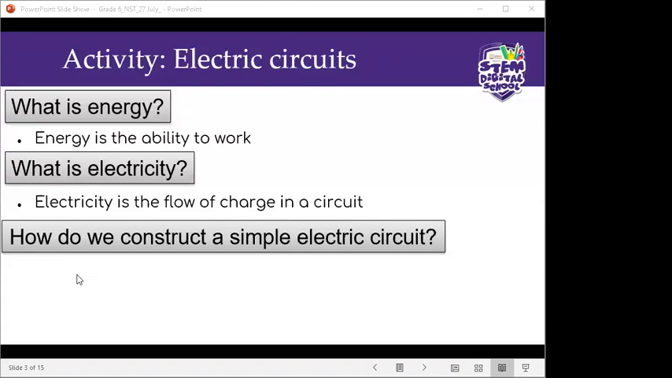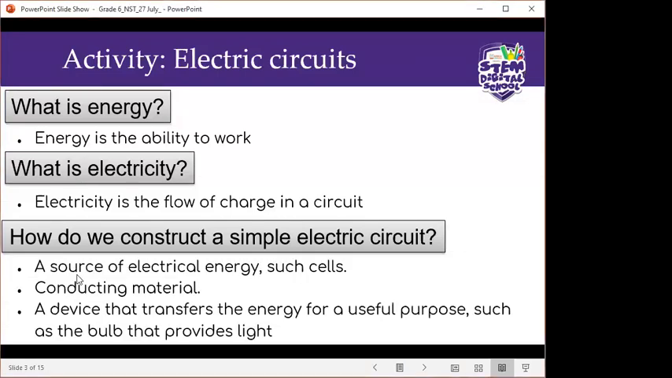Thank you very much. Okay, so guys, just as Kia mentioned and Shakira also mentioned in the group chat, what you need is a source of electrical energy. You need conducting material, and you also need a device that transfers energy for a useful purpose, such as a light bulb, which would give us light. So you connect all these three things that I have just mentioned.